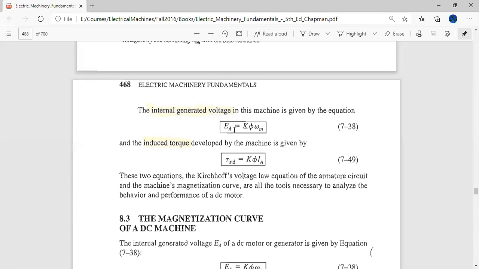These are the two governing equations, and we must learn them by heart, because all the other mathematical analysis involves these two effects in the DC machine.